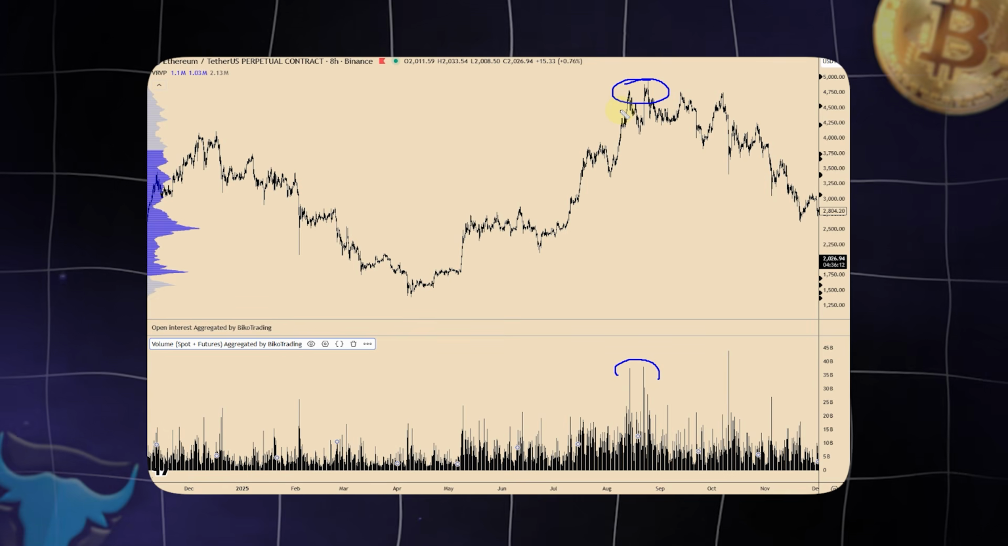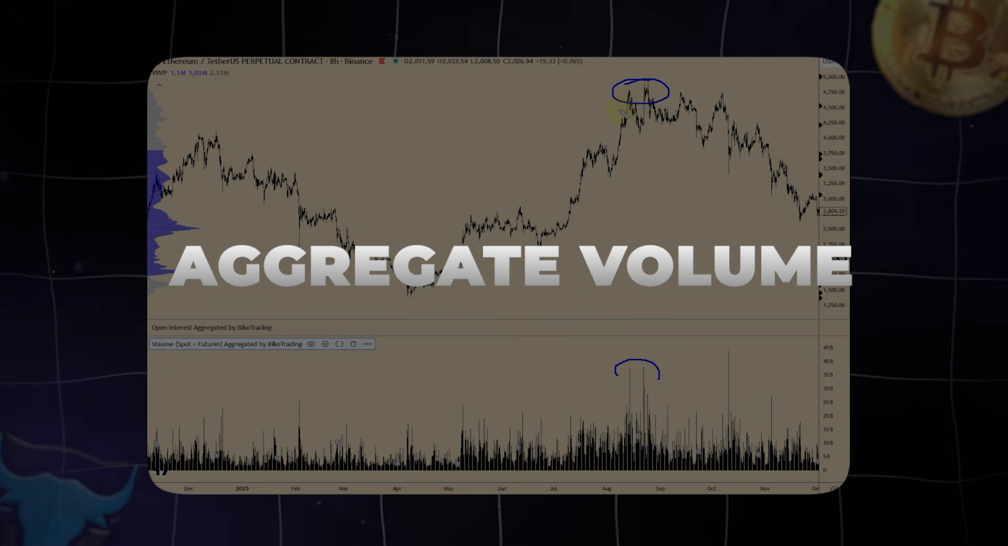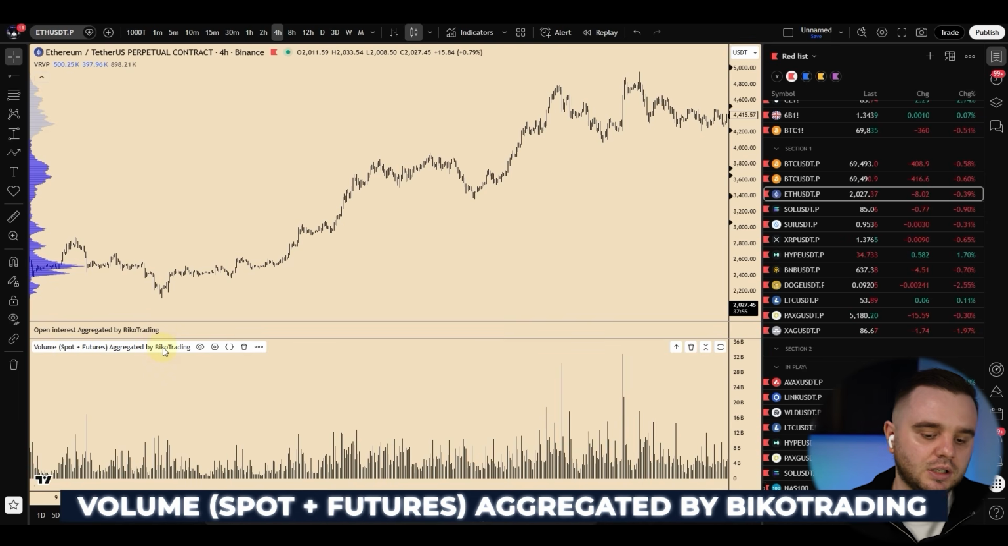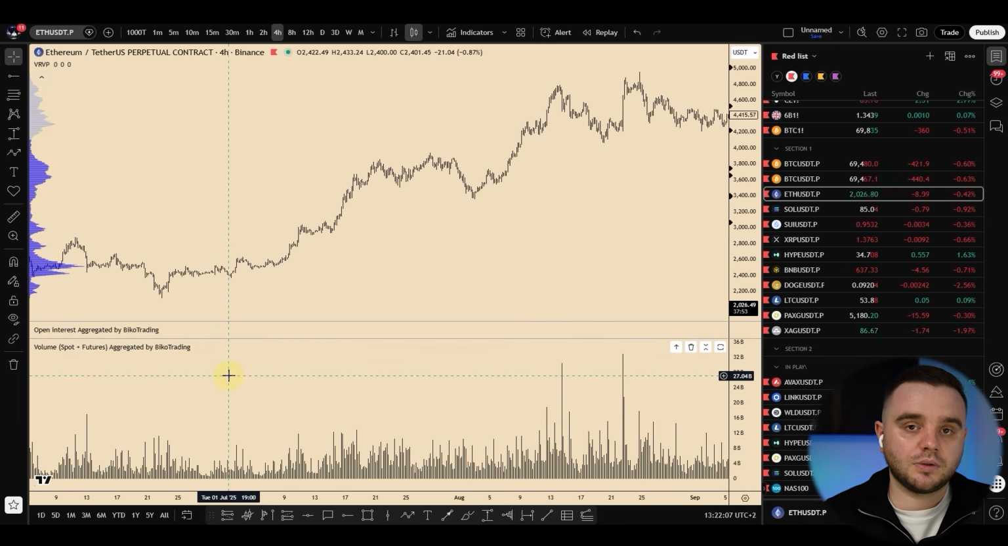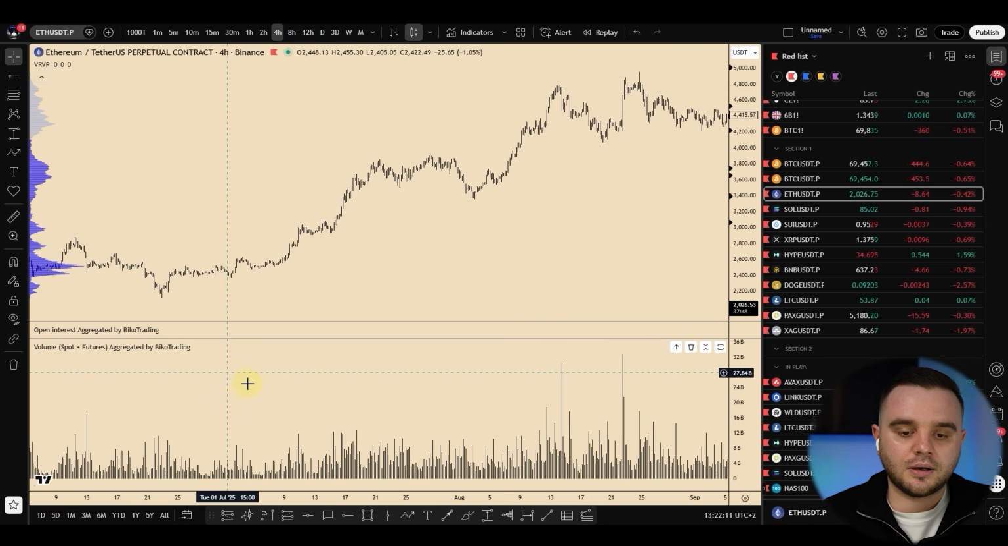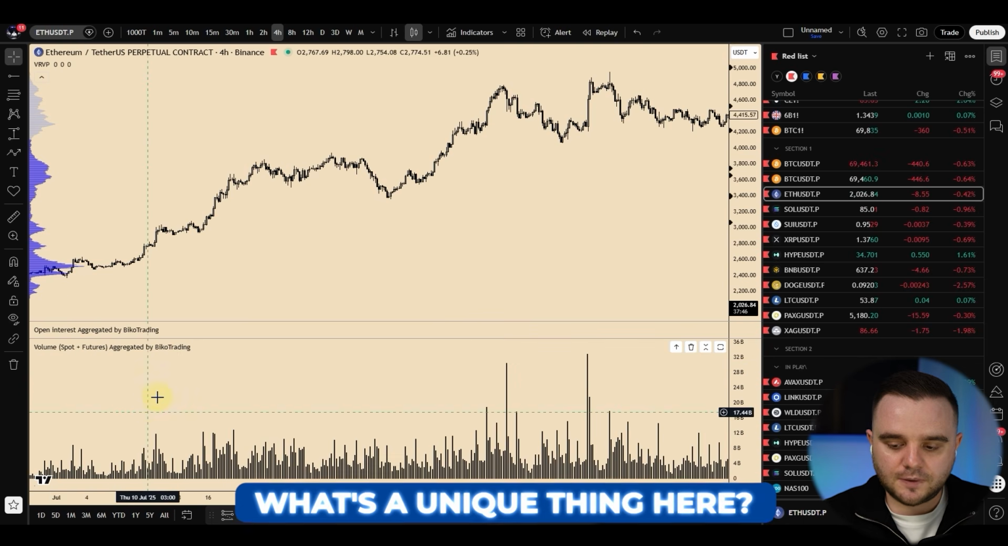Third, my favorite indicator, it is of course aggregated volume. Volume, spot plus futures, aggregated by Bigger Trading. It is another indicator that we also created with our team, and you can also get access to it by opening that bot. What's unique here?